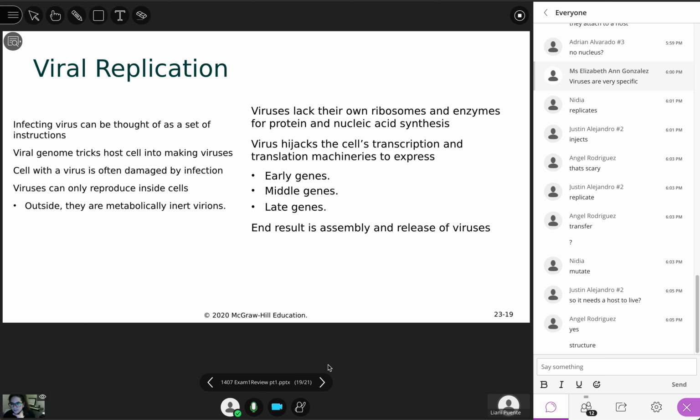Hopefully viruses are a little bit interesting to you all. We already talked about how they replicate. They attach to a cell, they inject their DNA or RNA, and then the cell just makes copies and copies and copies. And that's kind of just how it works.